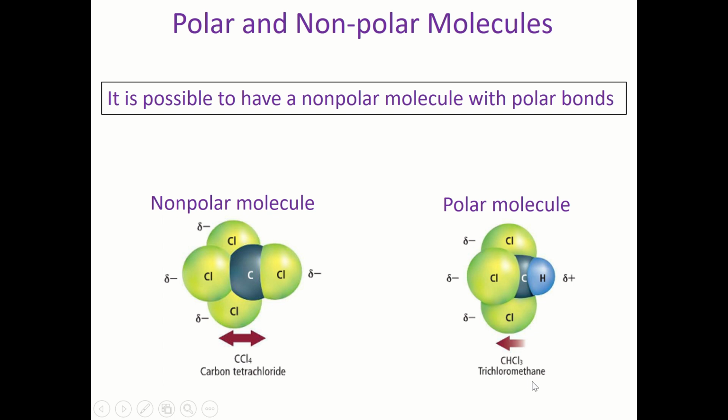But the other molecule, trichloromethane, CHCl3, again you need to memorize the name and the chemical symbol. This one is a polar molecule. And why is it polar? Because again of the geometry, because the chlorine stays at one side of the molecule and the hydrogen stays on the other side. So that's why we have pluses and minuses. That makes the molecule a polar molecule.